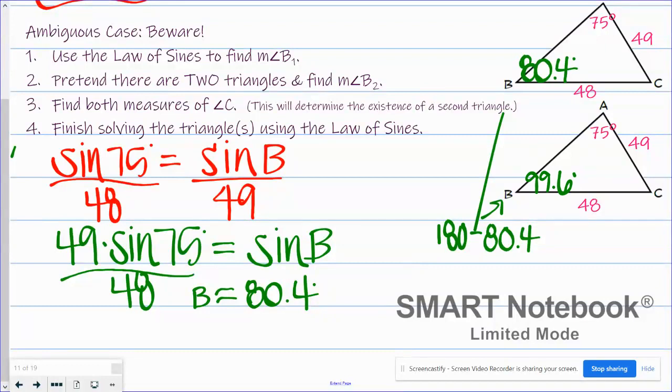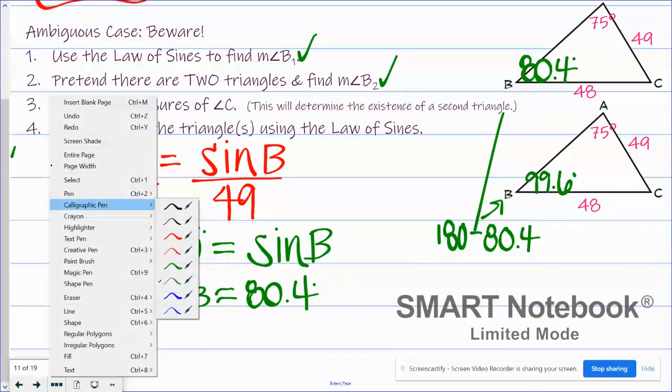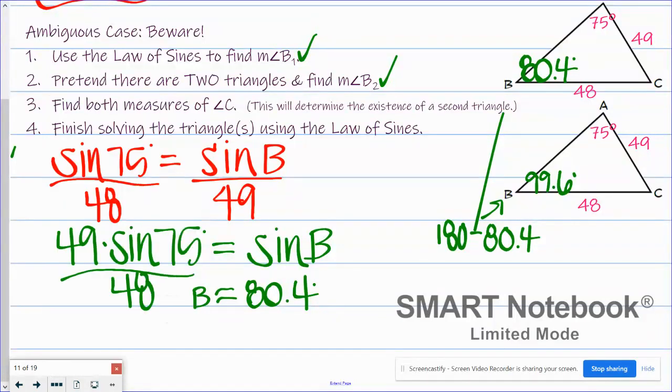So I'm pretending that there are two triangles, and that's where I'm at. I'm at step 2: pretend there are two triangles and find the measure of angle B2. We've done that. Now find both measures of angle C, because if you look at our two triangles, we know 2 of the 3 angles. So it's just a matter of subtracting from 180 to find the angles that we don't know. I'm doing that with my first triangle, and I'm getting that angle C is 24.6 degrees.